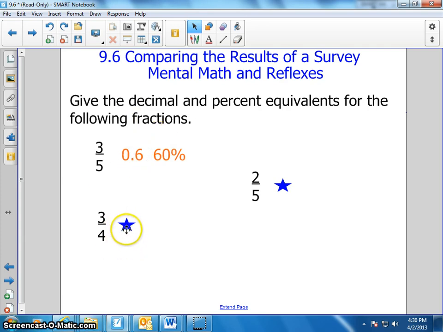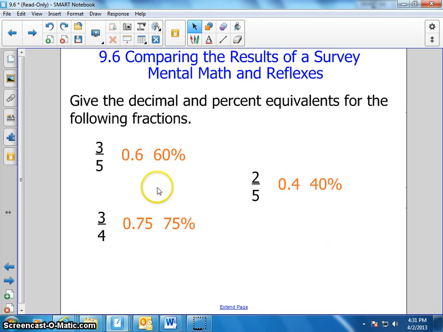The 3/4 is kind of like the one from the previous page. So 3/4 would be 75 cents or 75%. And this one is a lot like the first one on this page. So it's 2/5. What is this in decimal or percent form? This is actually 4/10 or 0.4, 40%.